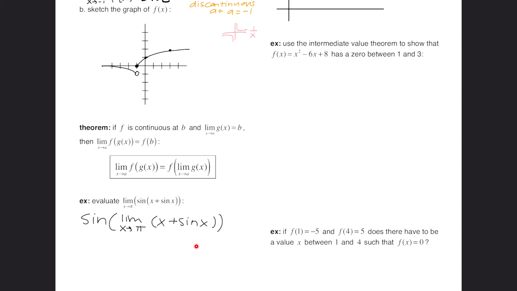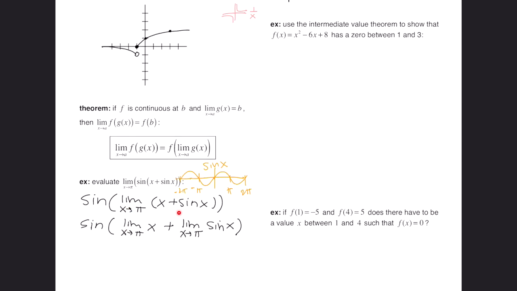So I have it set up. Now at this point, we want to find the limit as x goes to pi. Using the limit laws, I rewrote this as the limit as x goes to pi of x plus the limit as x goes to pi of sine of x. According to the direct substitution property, we can plug pi right in.